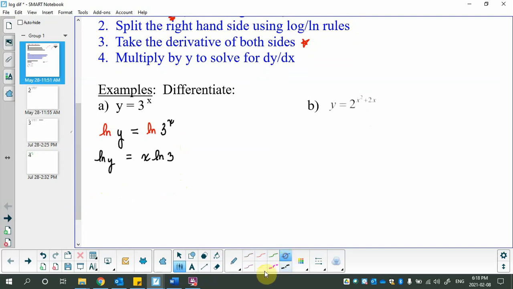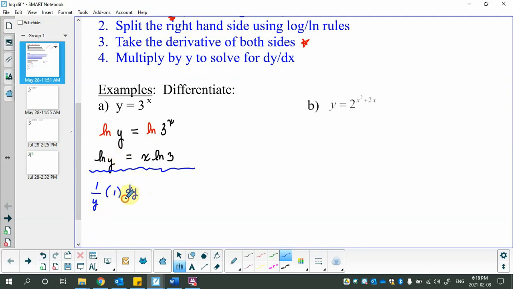And then I'm going to change colors semi-permanently, and we're going to take the derivative of that. Now, it says take the derivative of both sides, and you know what the derivative of ln is because I've taught you that. So it's 1 over what you're lning times the derivative of that, which is y, but it's a y.